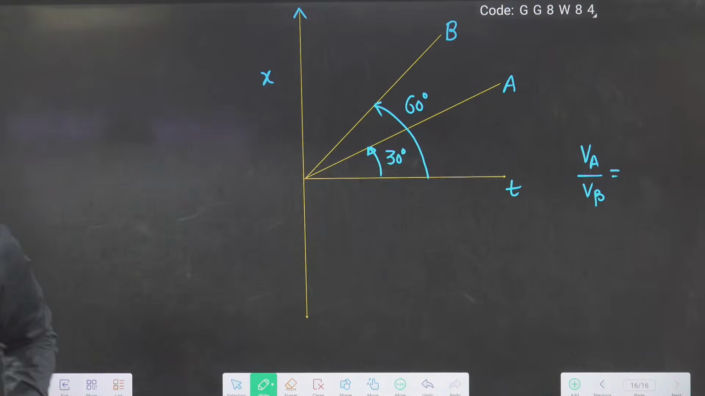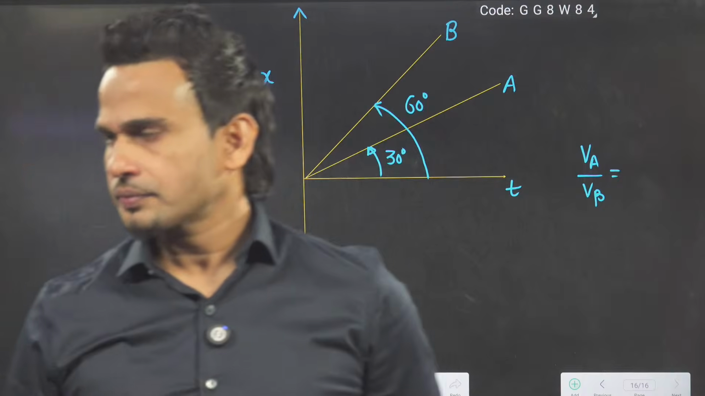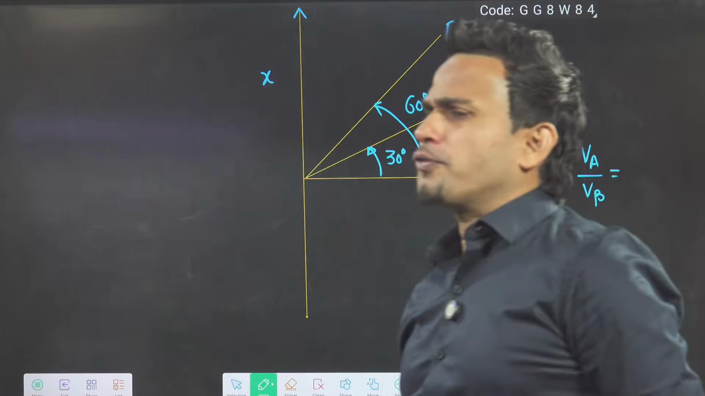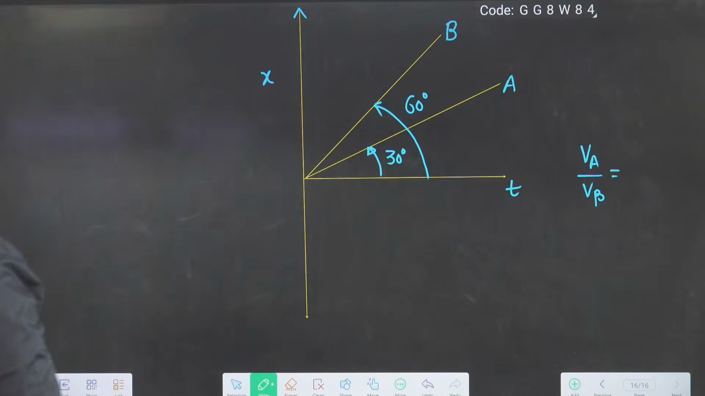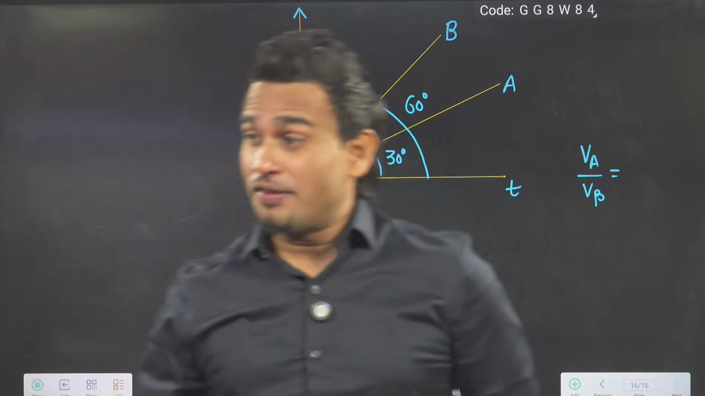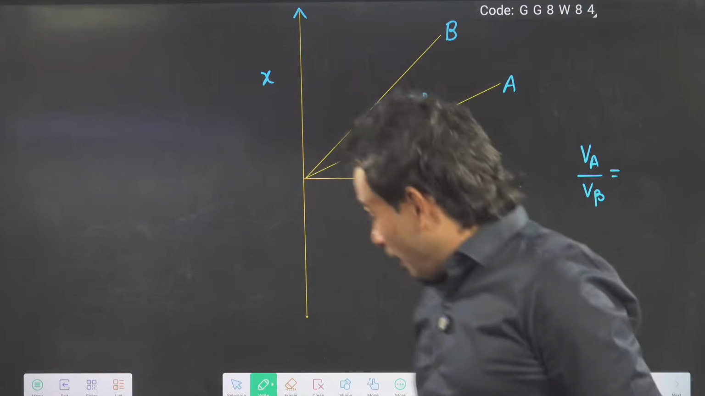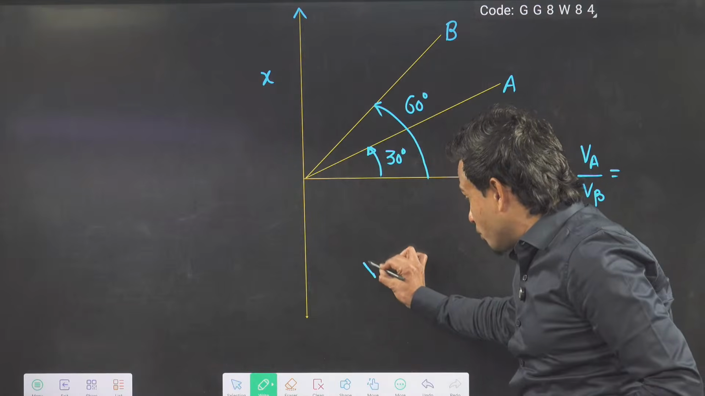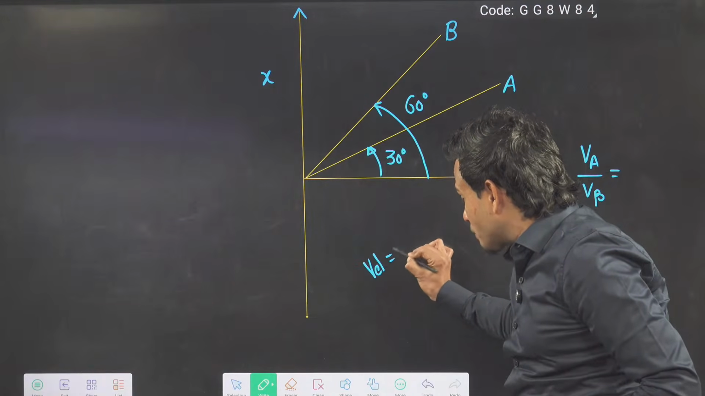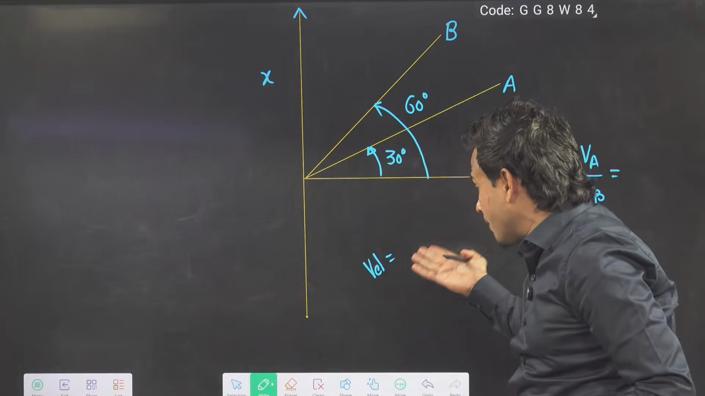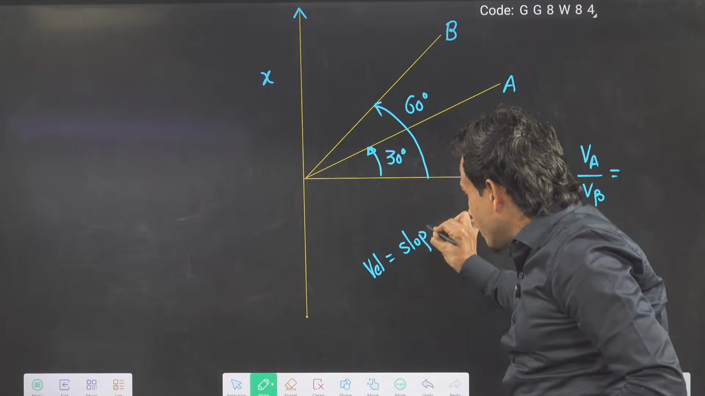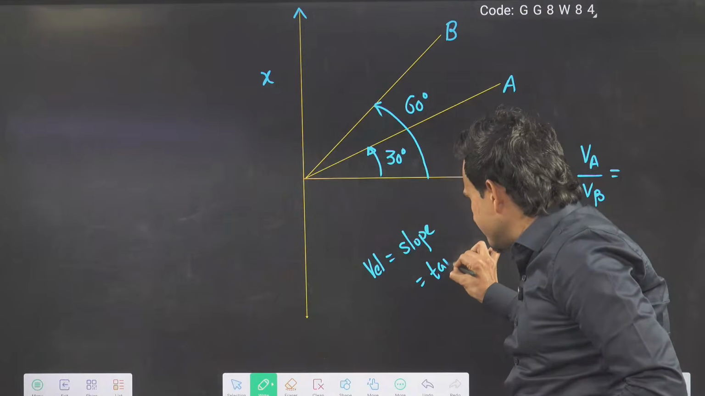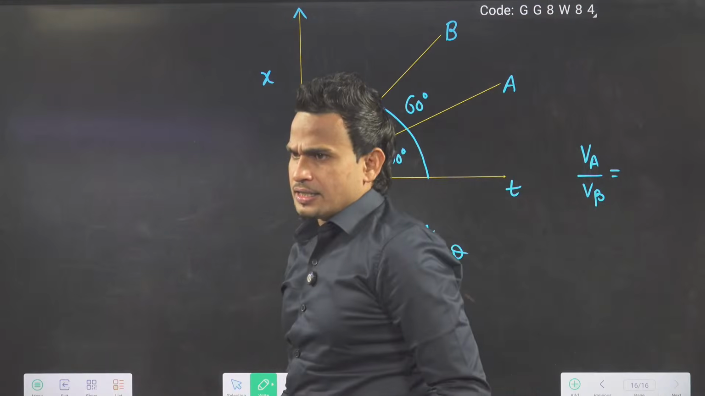Find VA by VB. The position-time graph of two particles A and B is given. Position-time graph is given and they are asking about velocity, so velocity will be the slope. Velocity means slope, and slope means tan theta. Then we can get the answer.